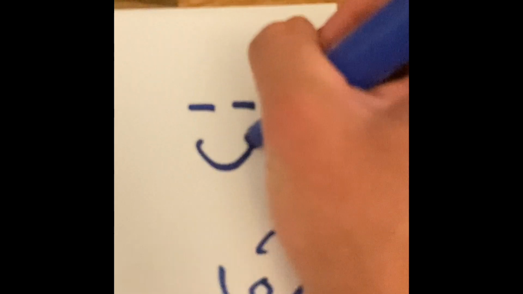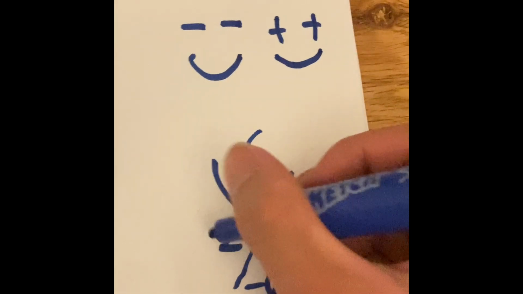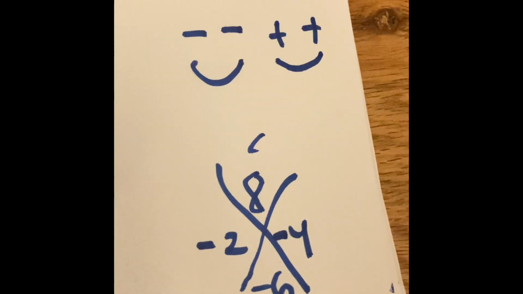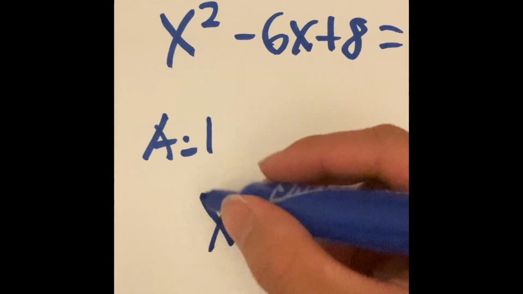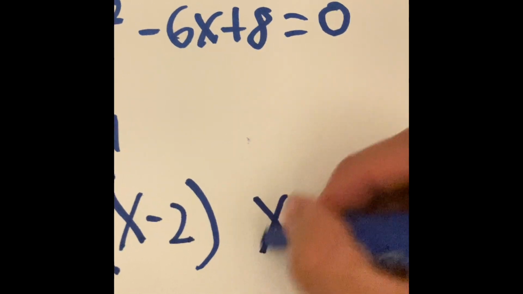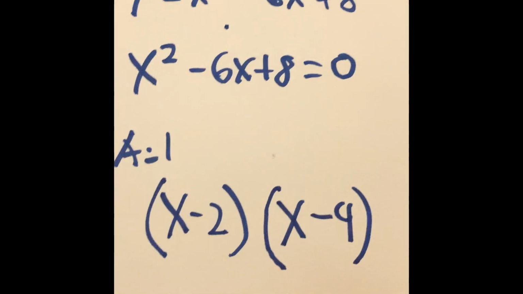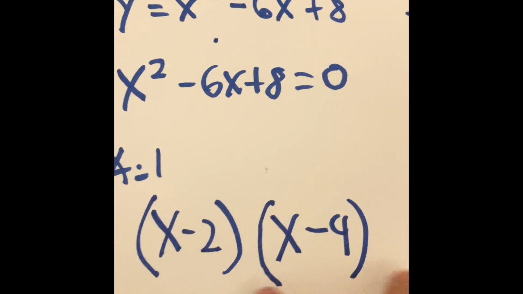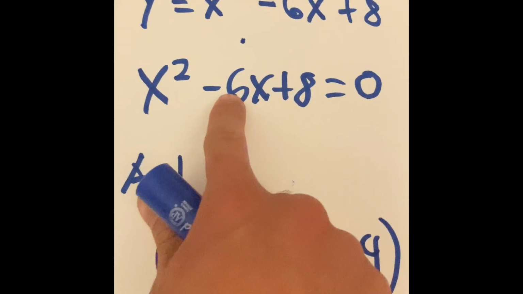Hold on. A negative times a negative is a positive, and a positive and a positive is also a positive. Which means we can put these as negative 2 and negative 4. So to rewrite the equation, it is (x minus 2)(x minus 4). If you ever try to fact check the problem, because these are the factors, it will bring you back to your quadratic trinomial.